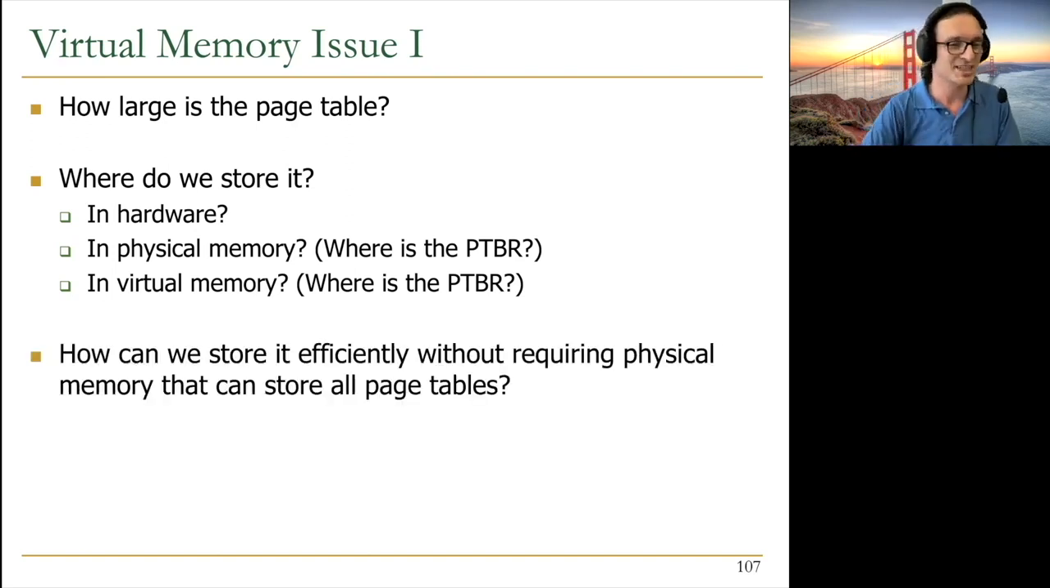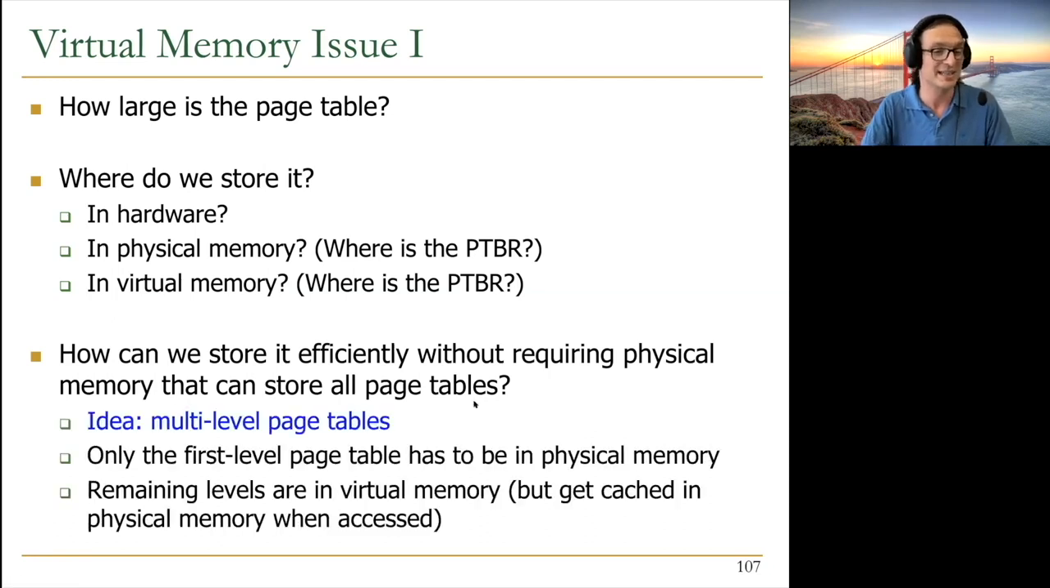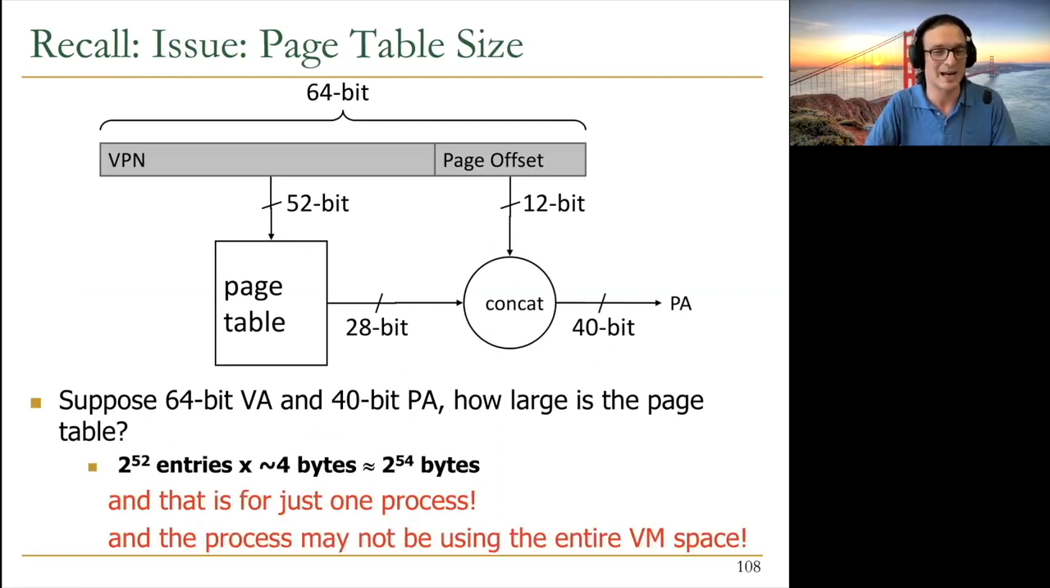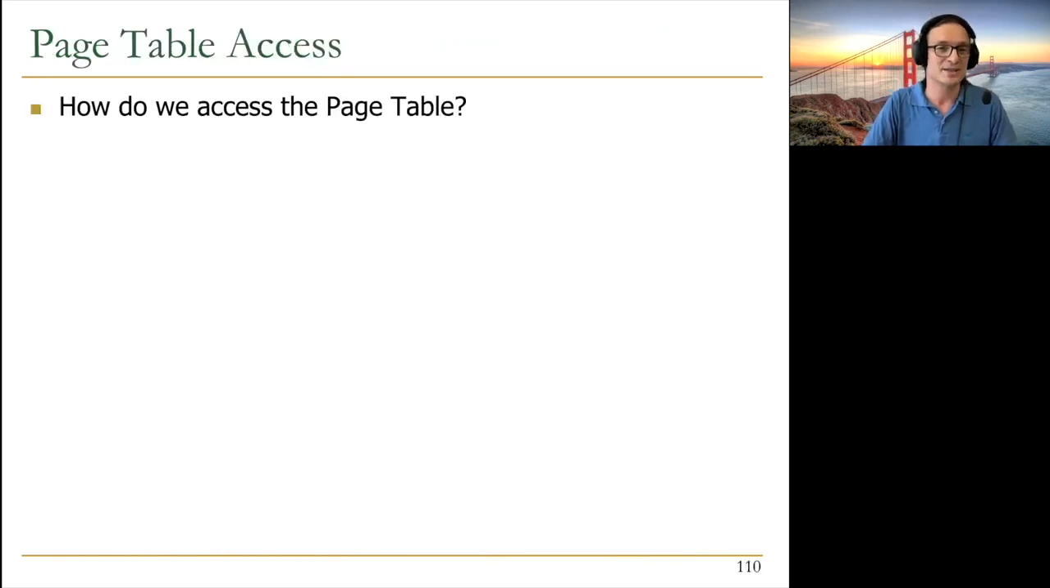With multi-level page tables, part of the page table is in physical memory, and the rest is in virtual memory, and some of it is not allocated also. And how can we store it efficiently without requiring physical memory that can store all page tables? The idea is multi-level page tables, as we have discussed. And this is the slide that I'm showing you for the fourth time, perhaps, because we saw it in the last lecture also. And we've already discussed the solution.